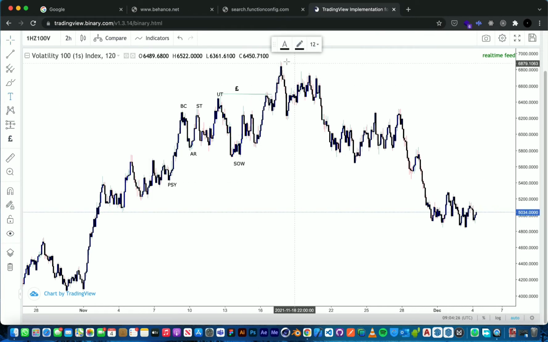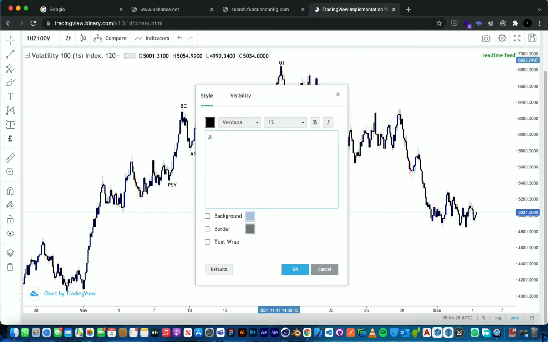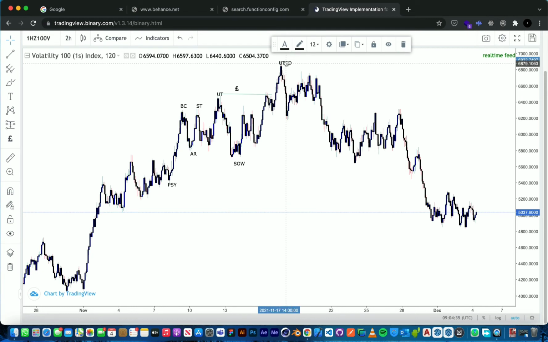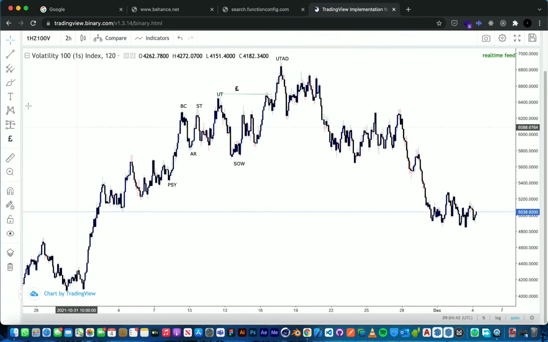So when that is touched, we call that the UTAD, upthrust after distribution. This is our UTAD, where we are looking to supply this lower. Okay, so after our UTAD was created, all we are waiting for is a break of structure.